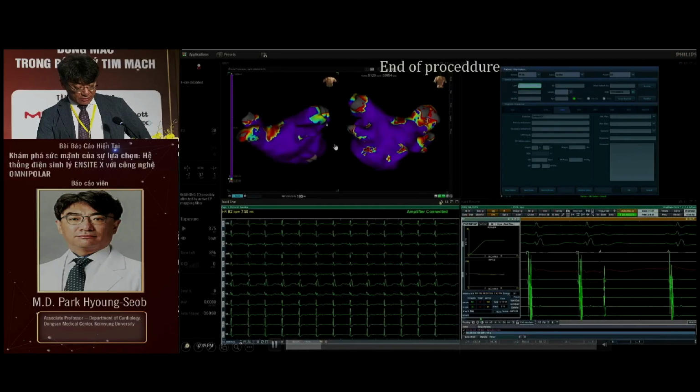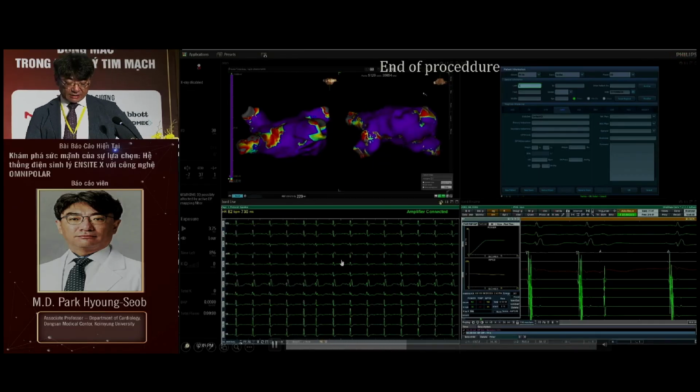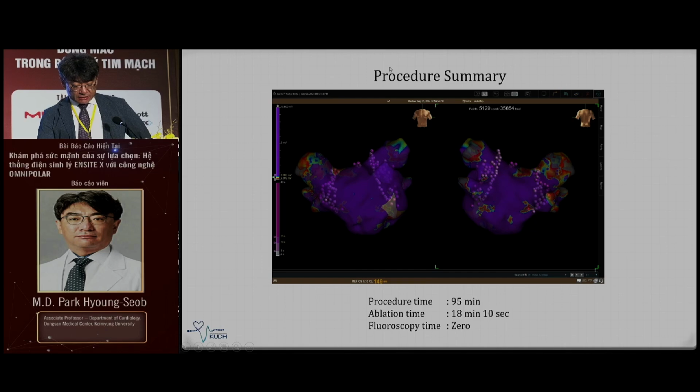So this is the end of the procedure, where there are no PACs and no inducible tachycardia or flutters. This is the procedure summary. The procedure time was 95 minutes, including induction, PAC mapping and ablation time. Ablation time was 18 minutes, and fluoroscopy time was 0.